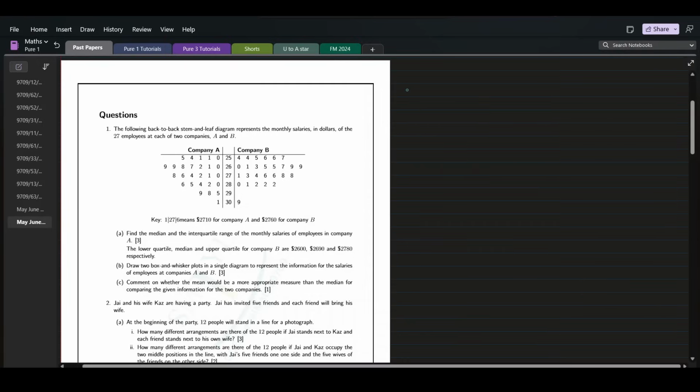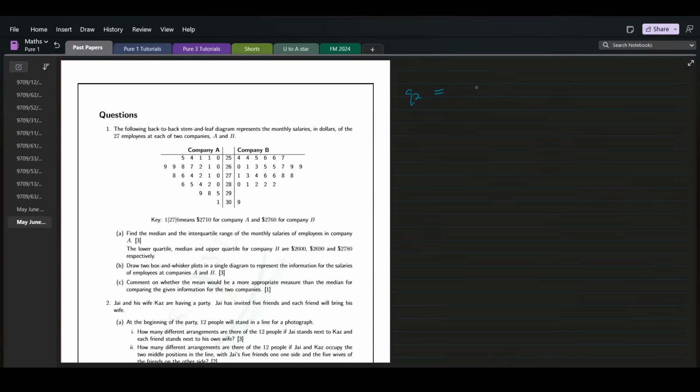Alright, so let's start with finding the median Q2. To get the median position, we can say n plus 1 over 2. In this case, n is 27. So that's 27 plus 1 over 2, and this is 28 over 2, which is 14. So this means that our median is in position 14. So let's count up to position 14. So that's 1, 2, 3, 4, 5, 6, 7, 8, 9, 10, 11, 12, 13, 14.